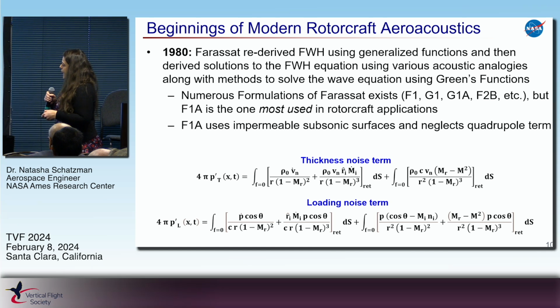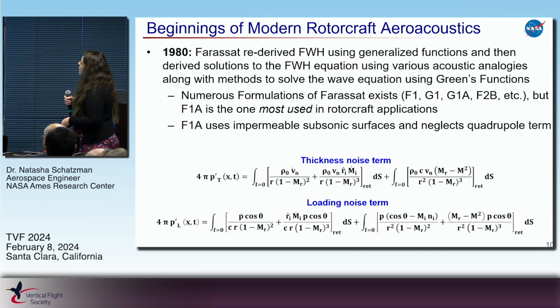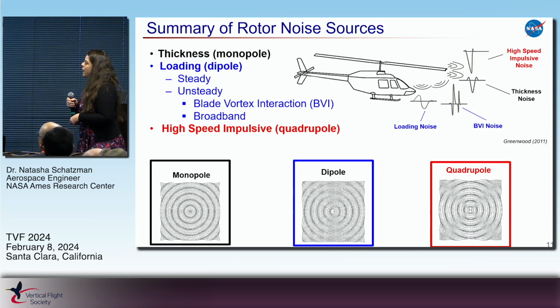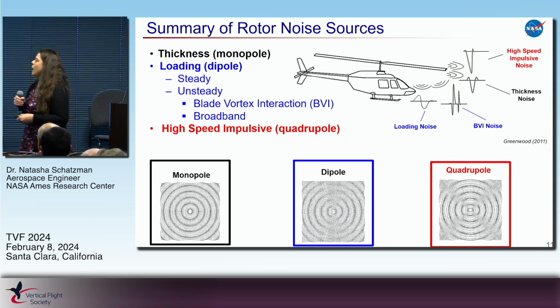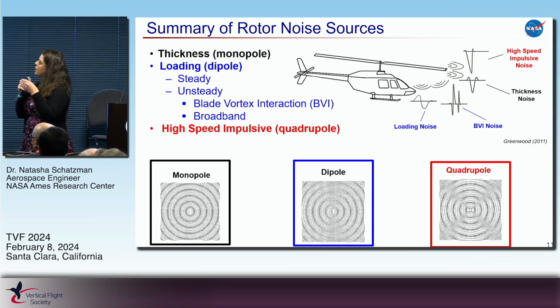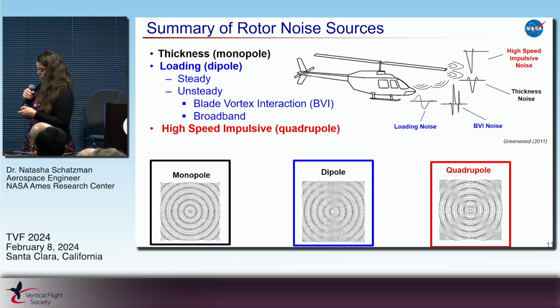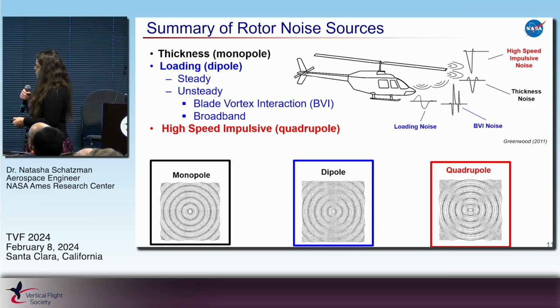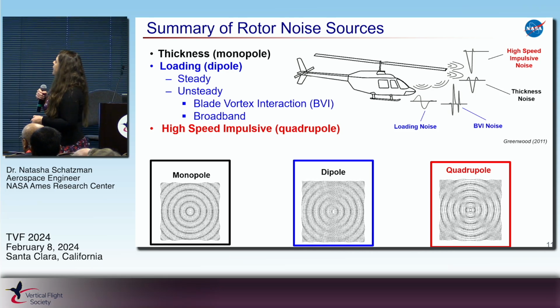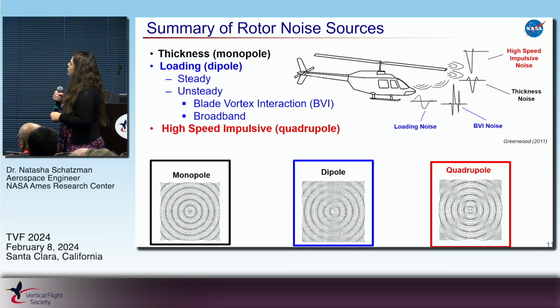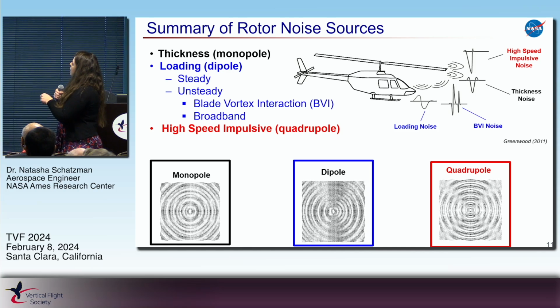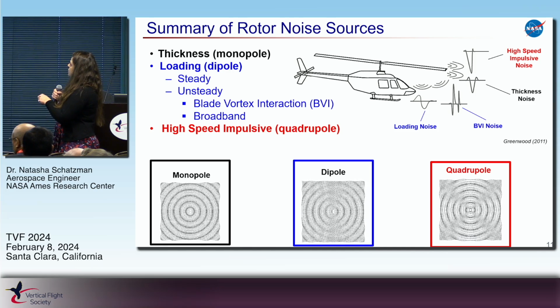So down here we have the term of thickness noise and then the loading noise term. I told you these terms are going to come back. They're going to come back. All right. Now, they're coming back again. All right. So I want to go through these again. So we have thickness noise, which is a monopole source. And so you can see this one down here. So thickness noise radiates primarily in front of the rotor over here, and also high-speed impulsive noise does too.